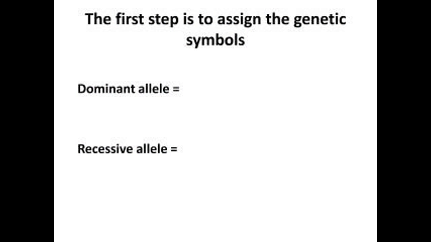The first step is to assign genetic symbols. Identify the dominant allele and its symbol. In our example today, we're going to be talking about height of pea plants, just like Gregor Mendel did with his famous experiment. The dominant allele in that case was the allele for tall plants, and the symbol for this dominant allele will be a capital T.